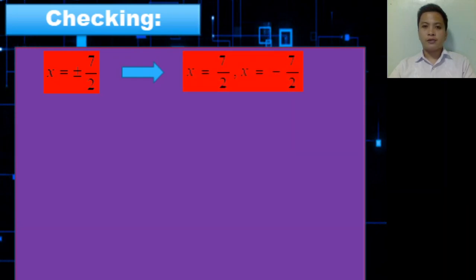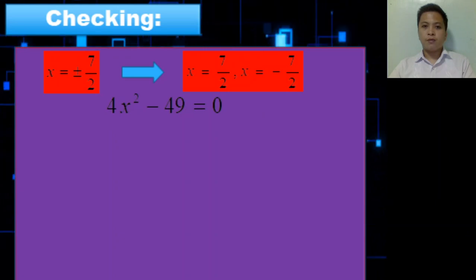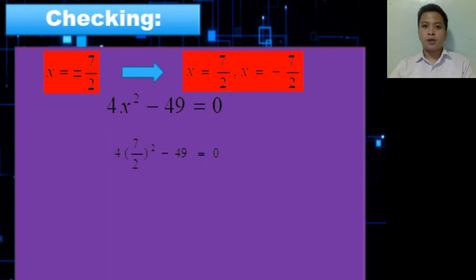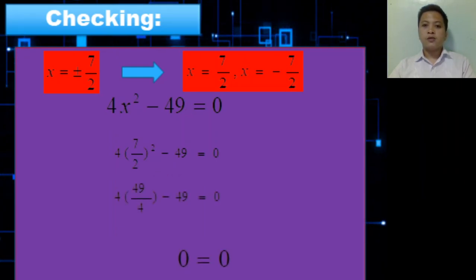This can be written as x is equal to 7/2, x is equal to negative 7/2. The original equation is 4x squared minus 49 is equal to 0. Substitute 7/2 into the equation. You will have 4 times 7/2 squared minus 49 is equal to 0. Solve. 0 is equal to 0.